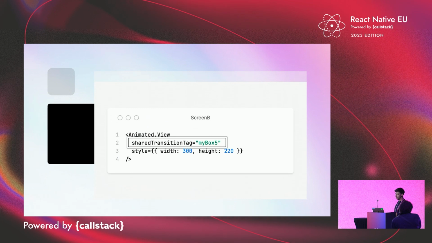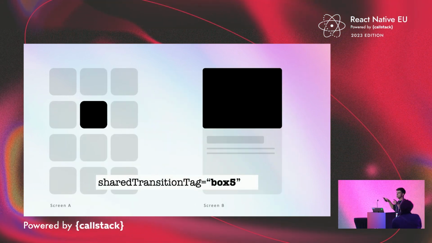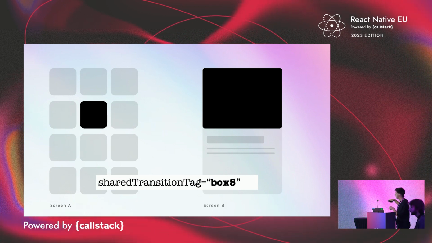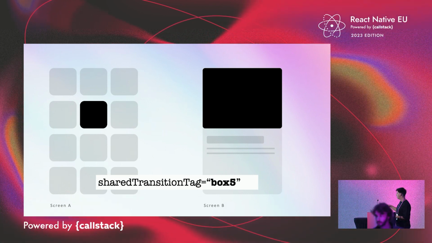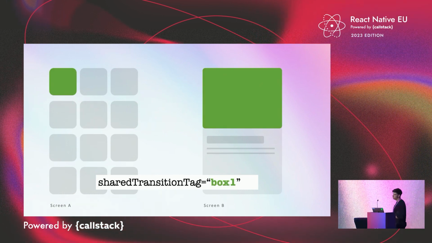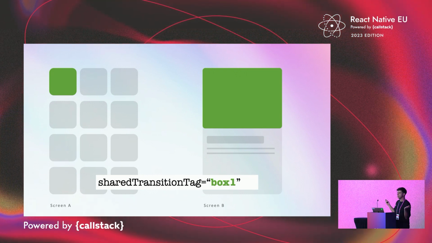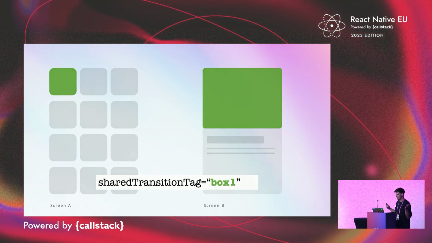So going back to the initial example, we can see that each individual item from both screens shares exactly the same unique identifier as a shared transition tag. So yeah, box 8, box 1. And just by passing that prop, everything is going to work like magic.